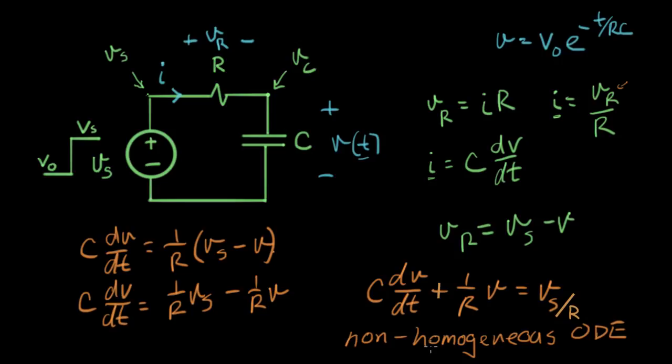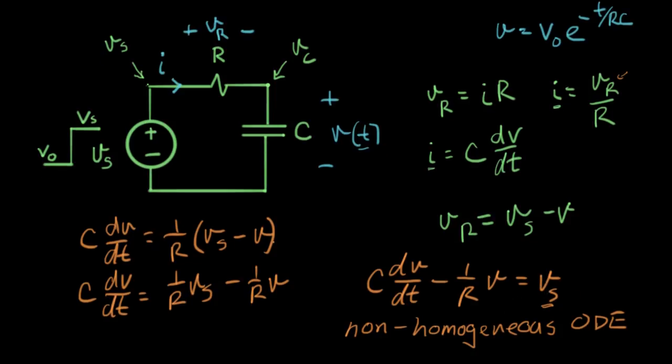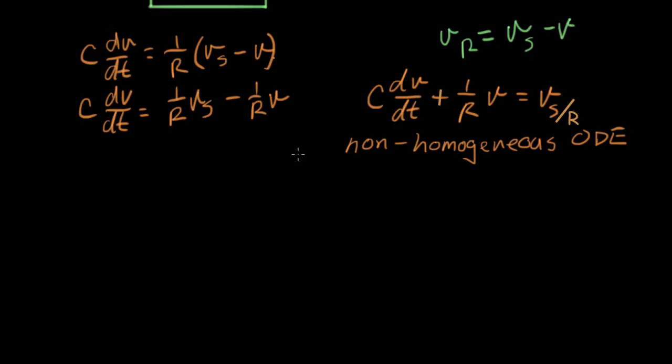And it's called non-homogeneous because this side over here is not v or a derivative of v. So this equation is sort of mixed up. When we did the natural response analysis, this term right here was 0 in that equation, and so we were able to solve this rapidly. So we're going to develop a new strategy here for solving this kind of non-homogeneous ODE.